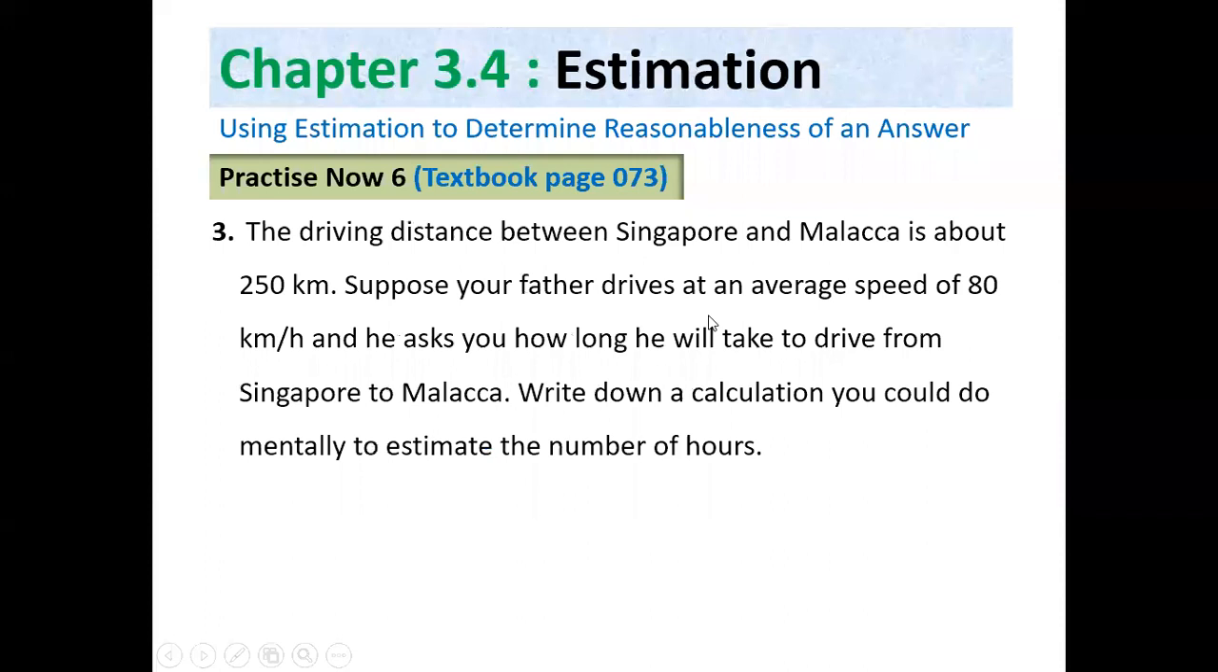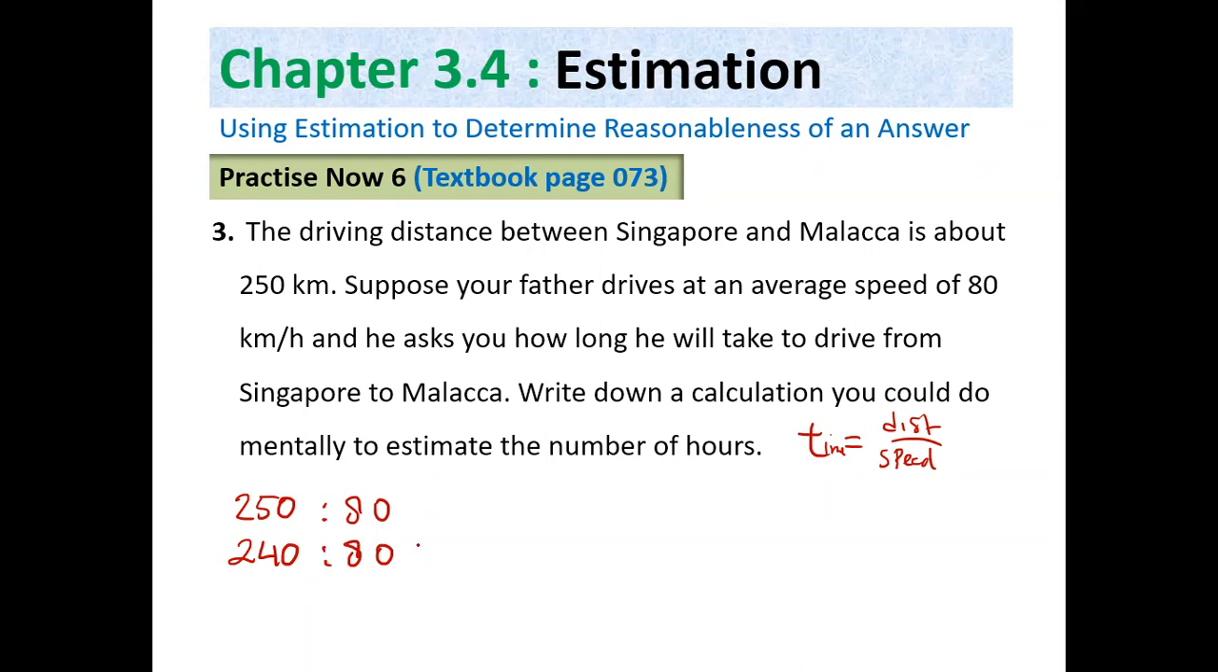Okay, the driving distance between Singapore to Malacca is about 250. So 250 divided by the speed, because the question is asking you for the hours. Time equals distance over speed. So 250 divided by 80, you cannot do it mentally, right? 250 divided by 8. If you want to do it mentally, you can round this nearer to 240. Why? Because 24 can be divided by 8. So the answer is around 3 hours. Because we do the mental estimation.